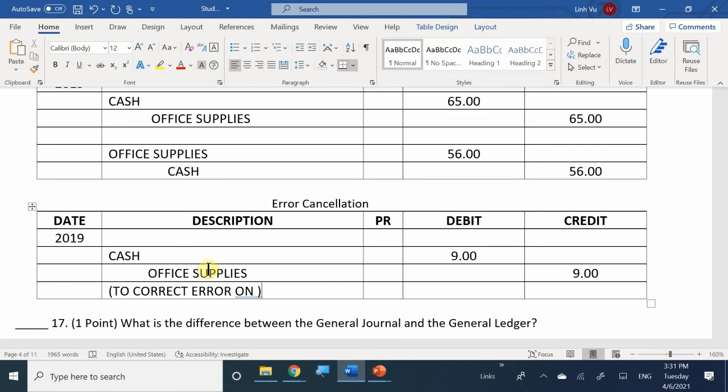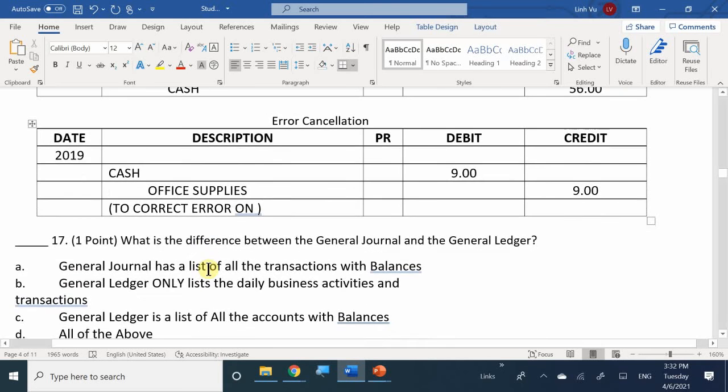So this is correct. You're going to debit your cash and credit your office supplies because my office supplies is too much and my cash is too much. So I need to put it back. Or in this case, take it out. Okay. So good. All right.